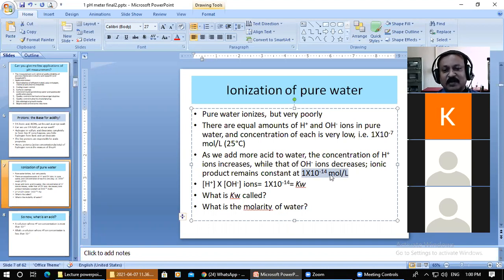Although I have written the term mole here, molecules, we know that these are ions actually, right? So 1 into 10 raised to minus 14 ions per liter. Now this particular number, 1 into 10 raised to minus 14, is a constant, and it is also called Kw, that is, the ionic product of water, Kw.